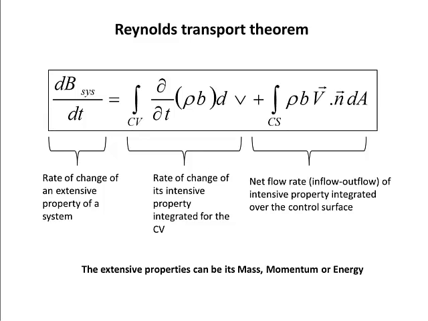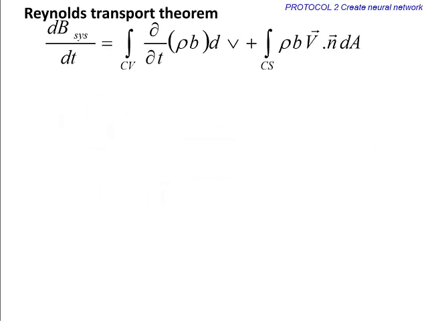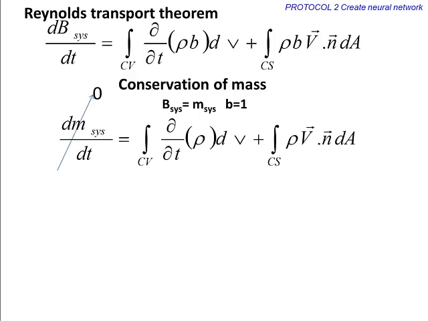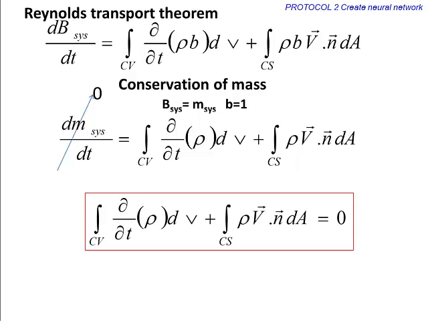Let us begin with the Reynolds transport theorem to derive an equation for conservation of mass of a fluid system. Let the extensive property B be mass. That is, B system equals m. By definition, the mass of the system is constant. Therefore, dB by dt will be 0. The resulting equation is called the continuity equation.